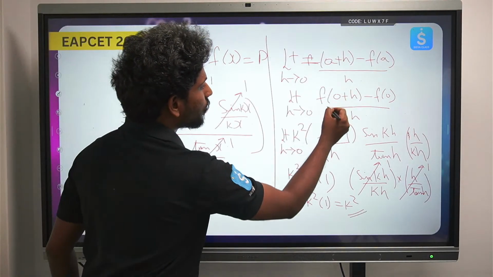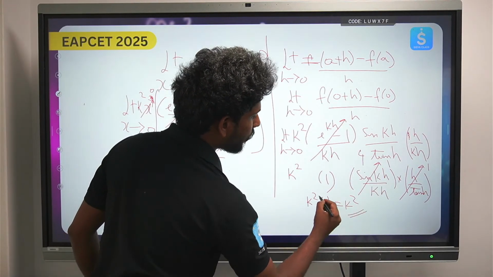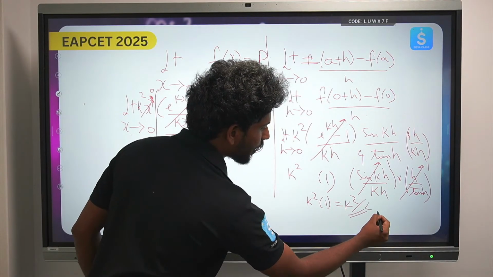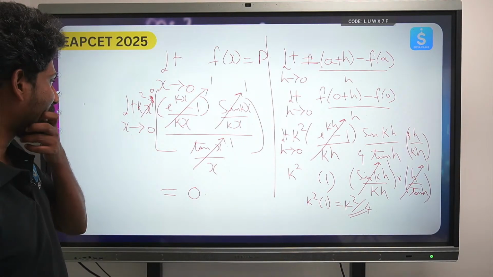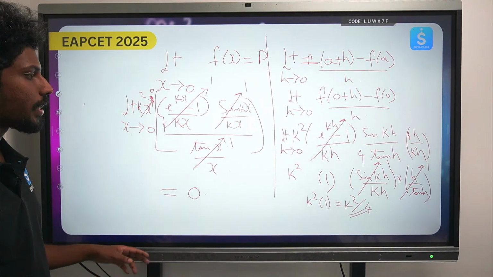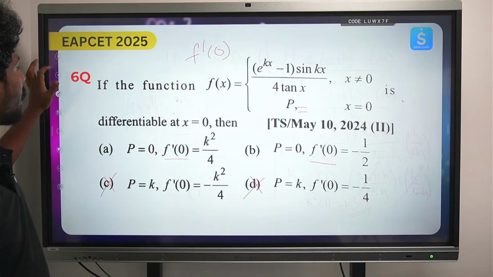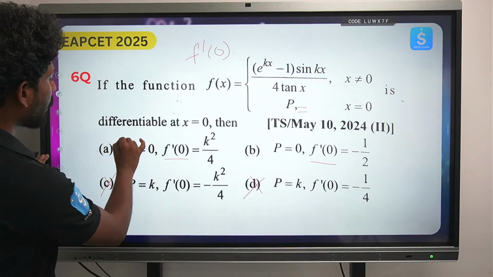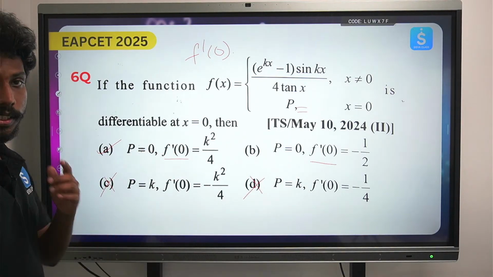But here we have 4 also, so I just missed out this 4 value. So the answer will be k square by 4. Here also there is a 4 in the first part, but it doesn't matter, since 0 by anything is again 0. So we have k square by 4, and p of 0 is f dash of 0. So this is the answer.